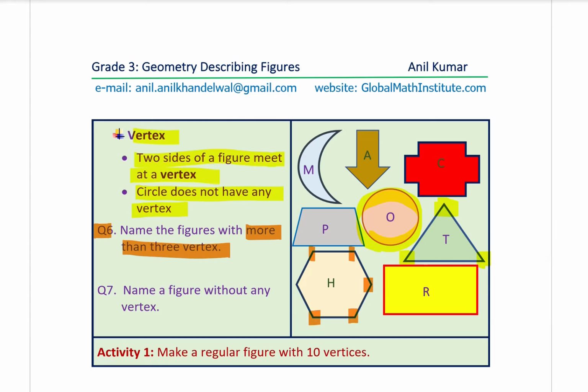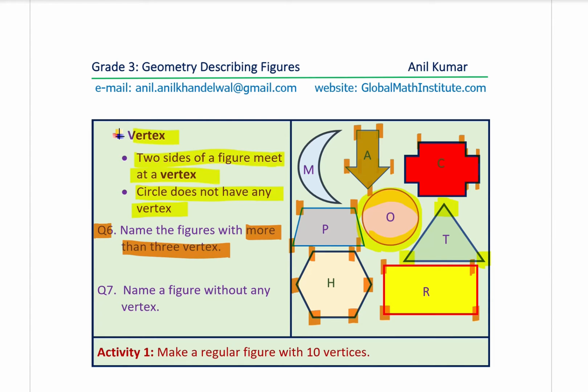We have six of these here, correct? More than three. This one also, this arrow has a lot of vertex, right? So we have so many vertex. Of course, this one has so many vertex. So that means there are many figures which have more than three vertex, correct? Here also we have more than three vertex.